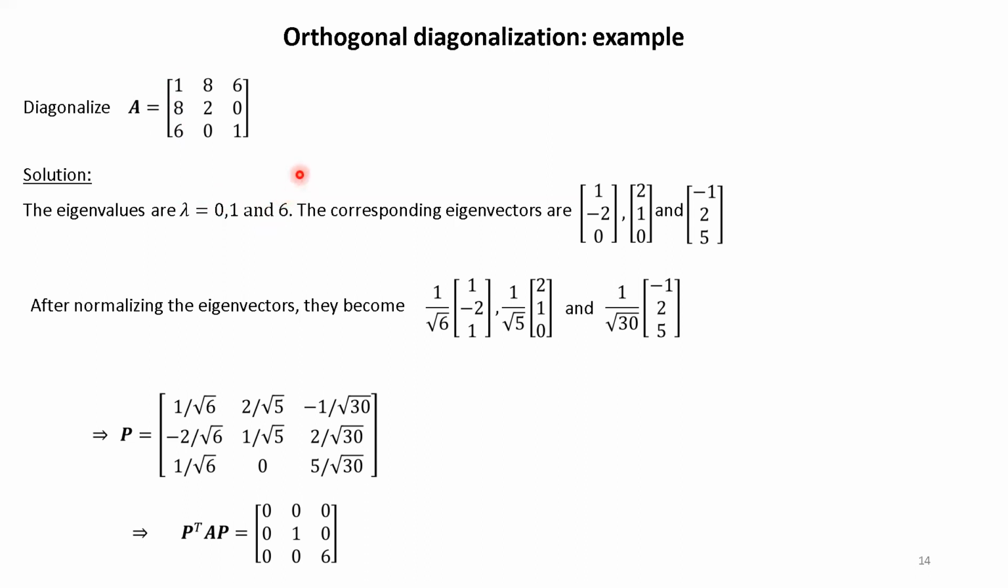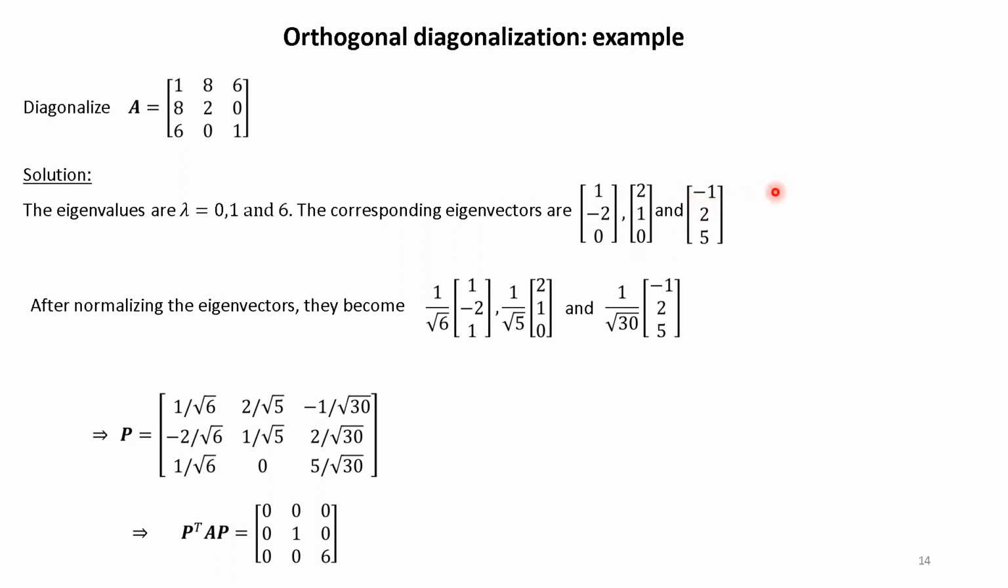If you follow the same procedure that you have learned to diagonalize the matrix, you will find that the corresponding eigenvectors are these three. And you can immediately see that these three form an orthogonal basis. You can try the dot product: if you take the dot product of this and this, what is it? It's 2 minus 2, which is 0. And if you take the dot product of this one and the other one, it's minus 2 plus 2, also 0.